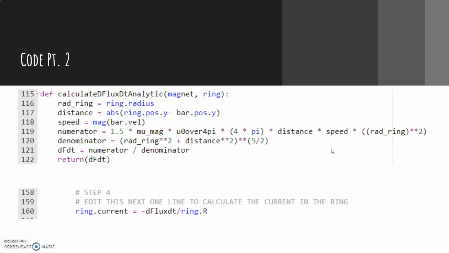For lines 115 to 122, we found the change in flux with respect to time with two inputs, the magnet and the ring.